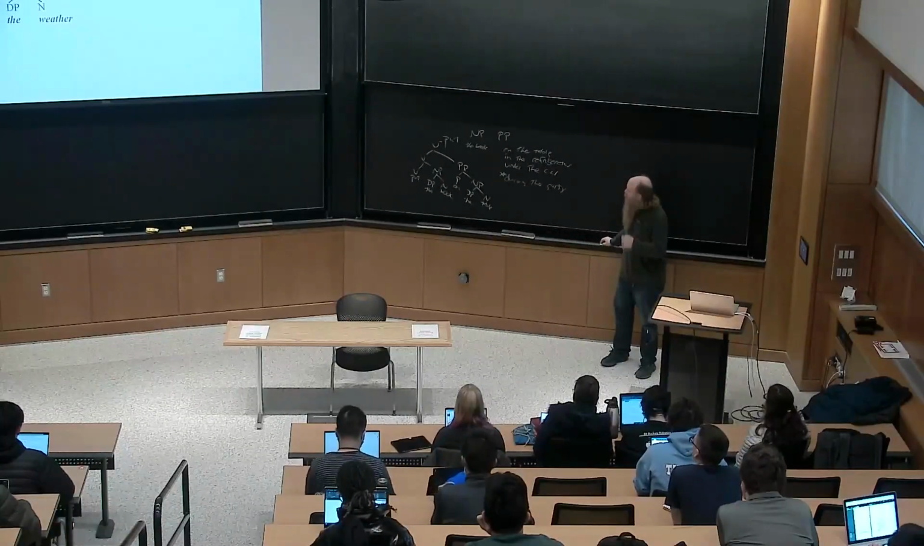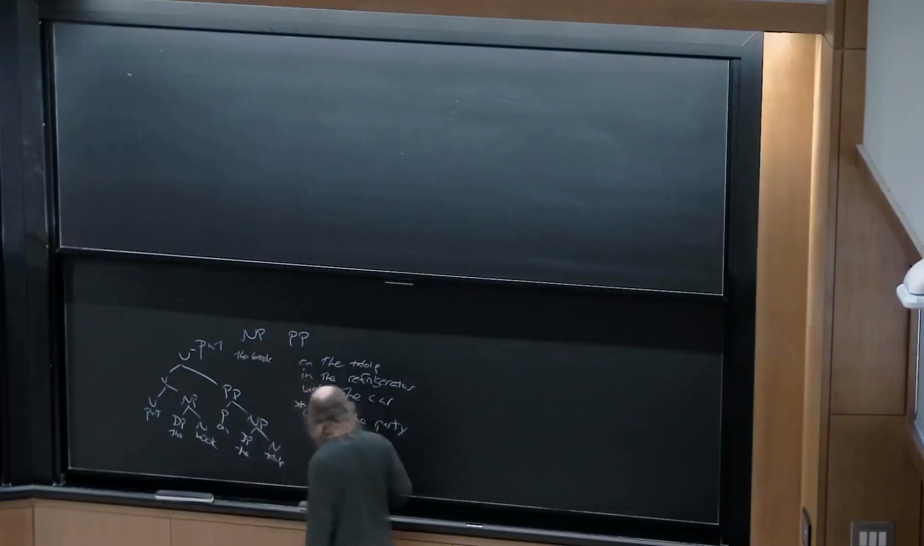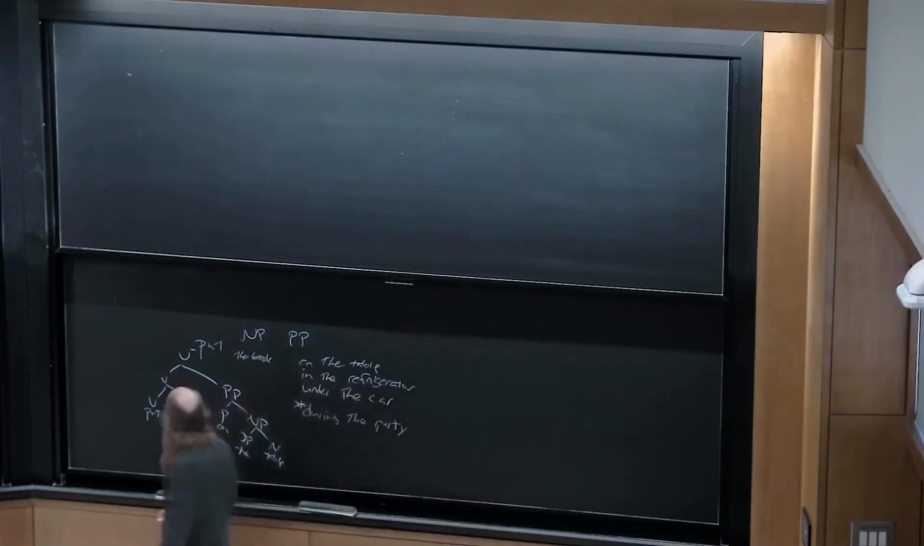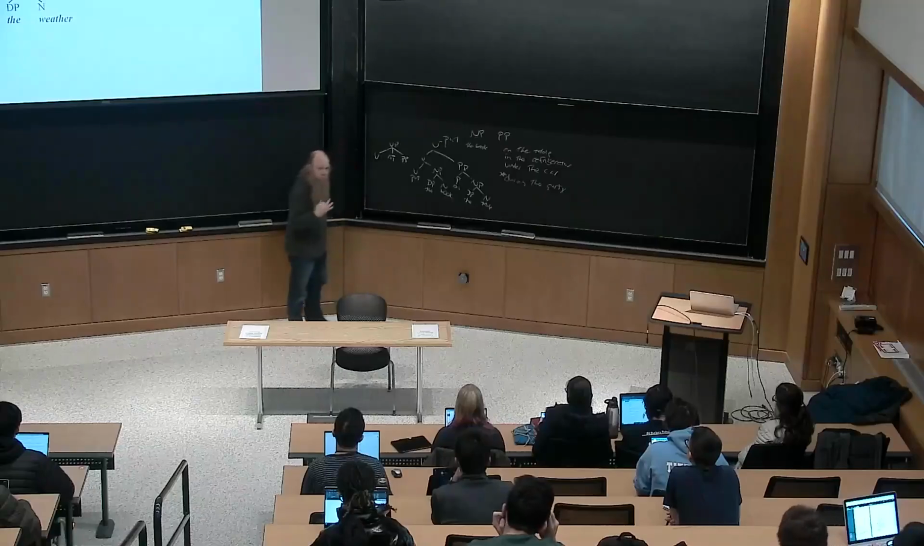So that's a really good question. What we really need to do is develop tests that will tell us whether this is the right tree for something like this, or whether we would rather have something like this, where there's a verb and a noun phrase and a prepositional phrase, and merge doesn't have to be binary.